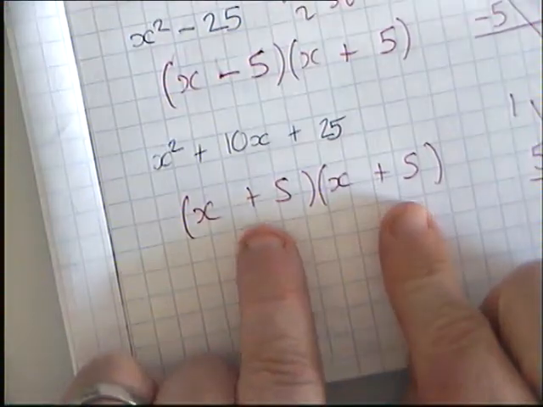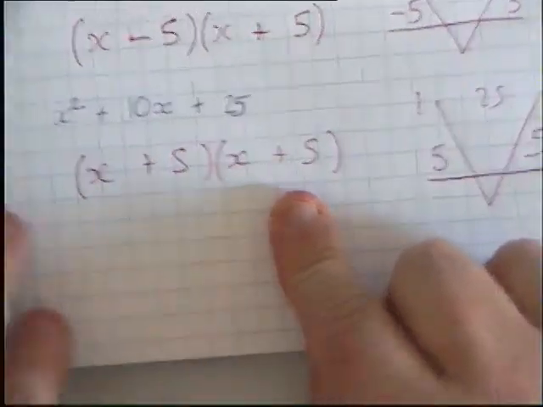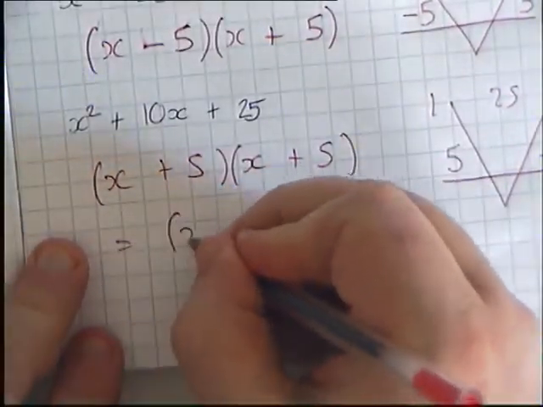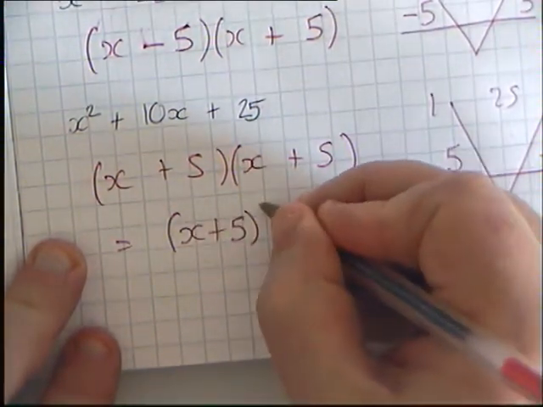And this time I've got the same bracket twice. And as I've got the same bracket twice, I can write that as x add 5 all squared.